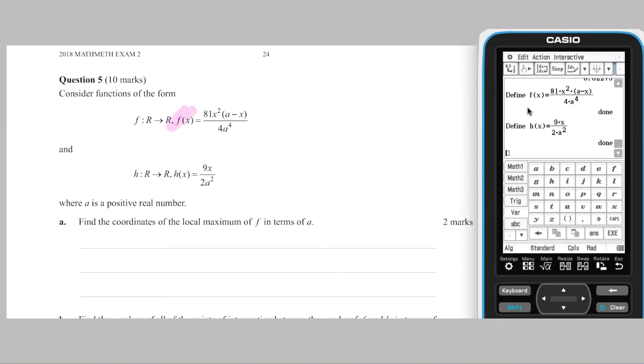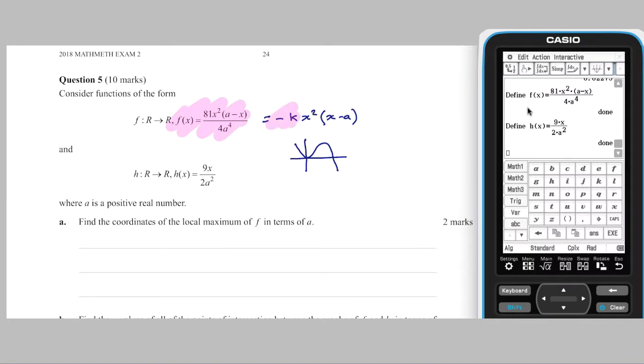Part A. The function f of x is a cubic of the form minus k x squared by x minus a. As such, it will have roots at the origin and at x equals a, and will look something like this due to its negative leading coefficient.